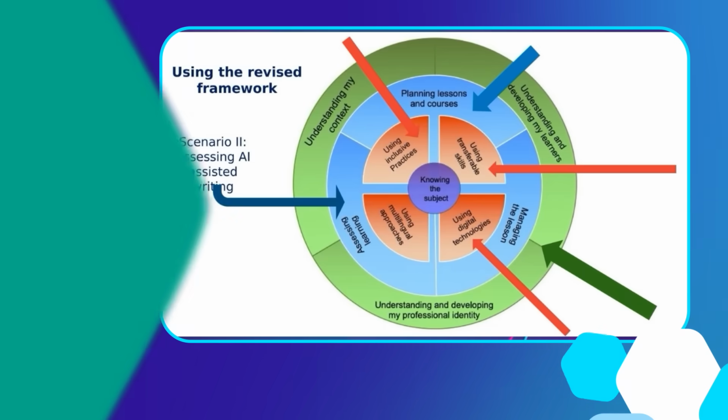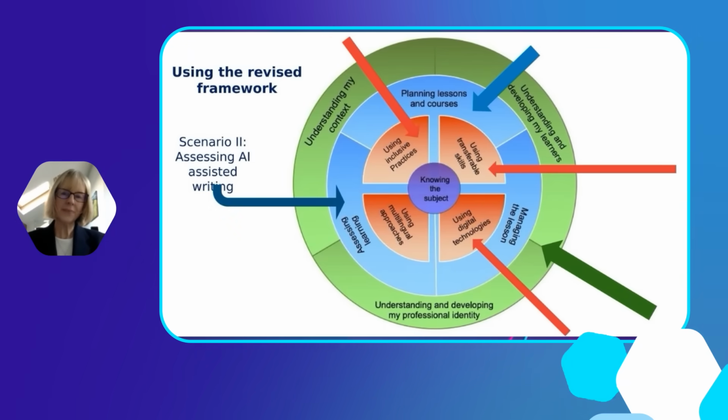This is a second example. So we've said that artificial intelligence is really growing, and we know that our learners are using it to help them do their work. They're using it particularly maybe to help them do their writing. So if we're assessing writing and we know that our learners are using artificial intelligence, then we might want to think about how we actually assess writing that has been assisted by artificial intelligence.